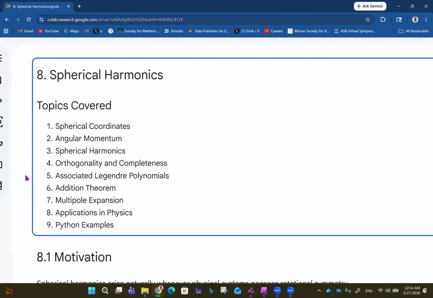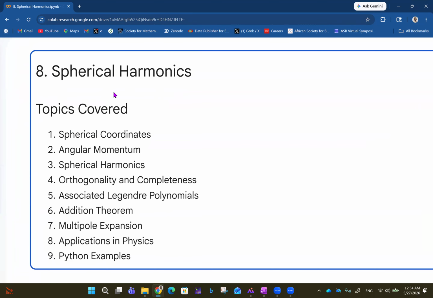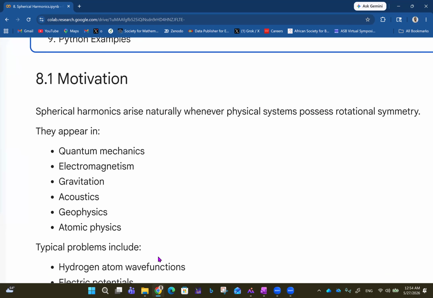The common thing there is the idea of spherical coordinates. So that's why here we're looking at spherical coordinates again, though we saw that in the last video already. Then from there we look at angular momentum, spherical harmonics, orthogonality and completeness, and associated Legendre polynomials, which we already also saw in the last video. Then we look at the addition theorem, multipole expansion, and applications in physics, as well as some Python examples.